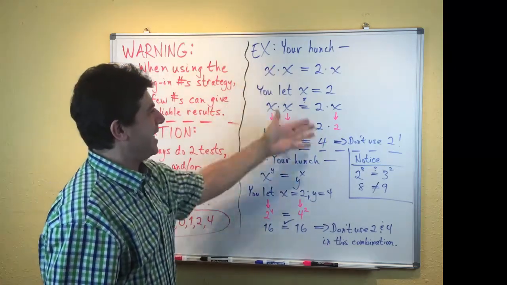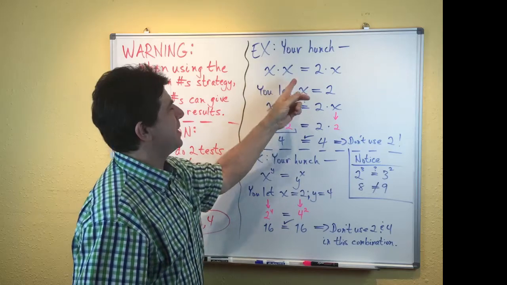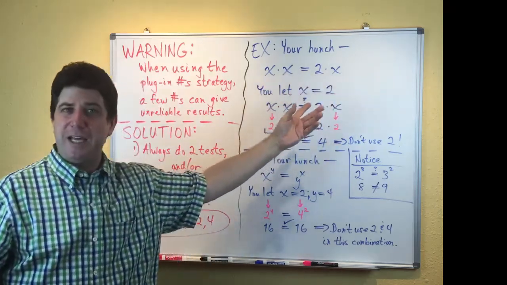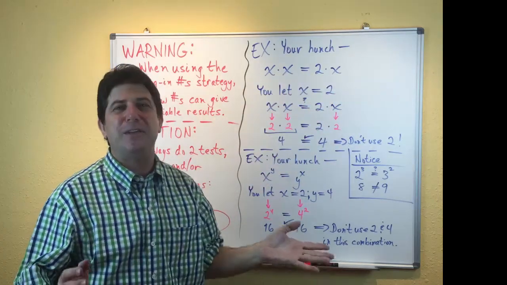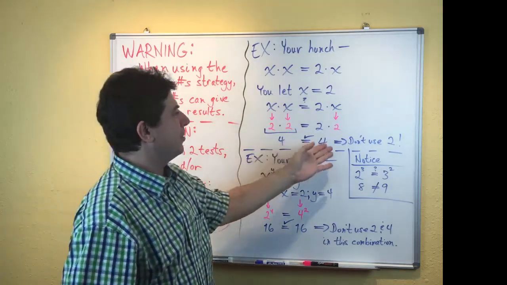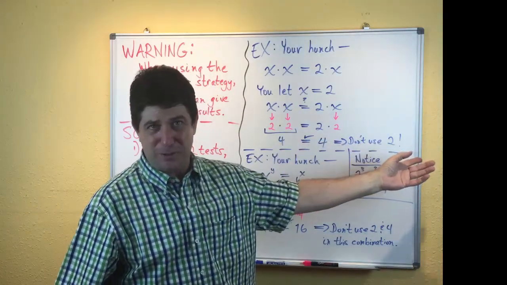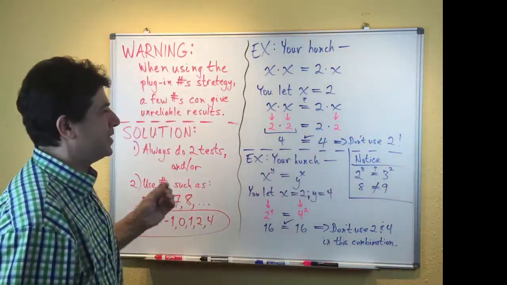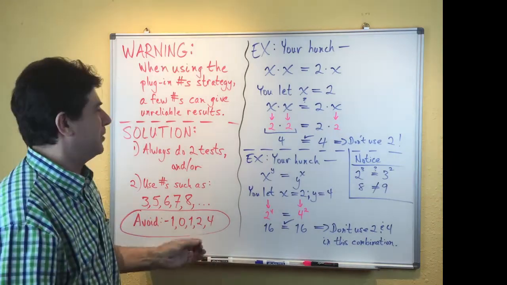So you'd be getting an answer that says that x times x is in fact 2 times x, and we know that that is not true. So the moral right there is don't use 2. 2 can be problematic as your plug-in. Let's look at another example.